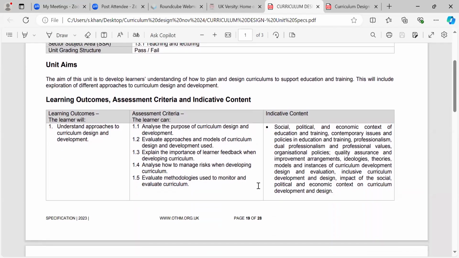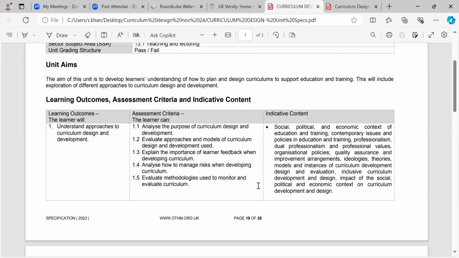So just briefly, learning outcome 1, which we'll be doing today, is to understand approaches to curriculum design and development. We'll be looking at 1.1, which is to analyse the purpose of curriculum design and development. Assessment criteria 1.2 is to evaluate approaches and models of curriculum design and development used. 1.3, to explain the importance of learner feedback when developing curriculum. 1.4, to analyse how to manage risks when developing curriculum. And 1.5, to evaluate methodologies used to monitor and evaluate any sort of curriculum.